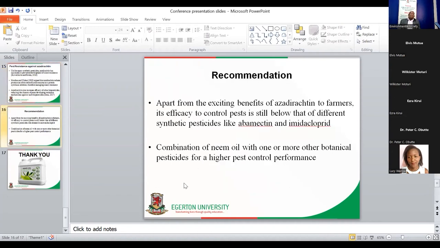My recommendation is that although there is less resistance development by pests against azadirachtin, you find that its performance is far below that of synthetic pesticides like abamectin and imidacloprid. So the main recommendation, or the knowledge gap, is to try combining azadirachtin with other biopesticides and see if we can raise its efficacy against insect pests.